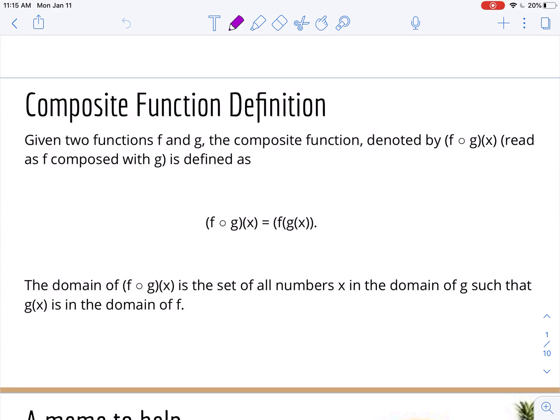The bigger idea here is that my input x into f of x becomes my function g of x. I'm putting the entire function g of x into f of x to give myself a function. The domain of f composed with g of x is the set of all numbers x in the domain of g such that g of x is in the domain of f. We're going to look at what this means in an example. That's a really mathy definition.